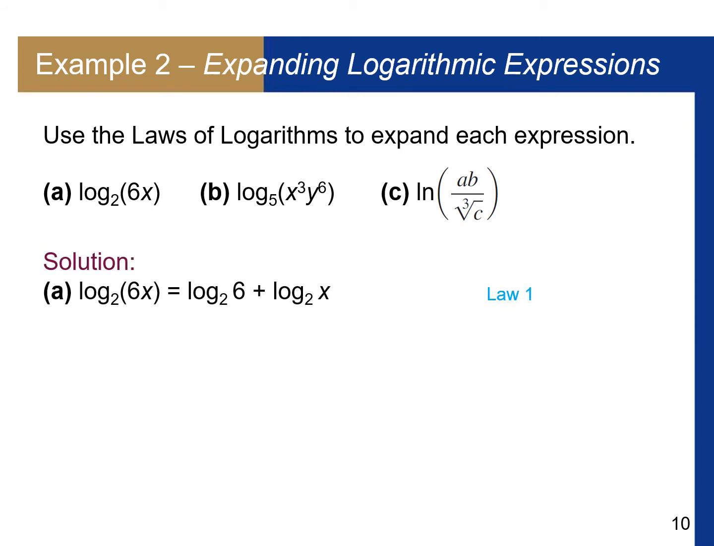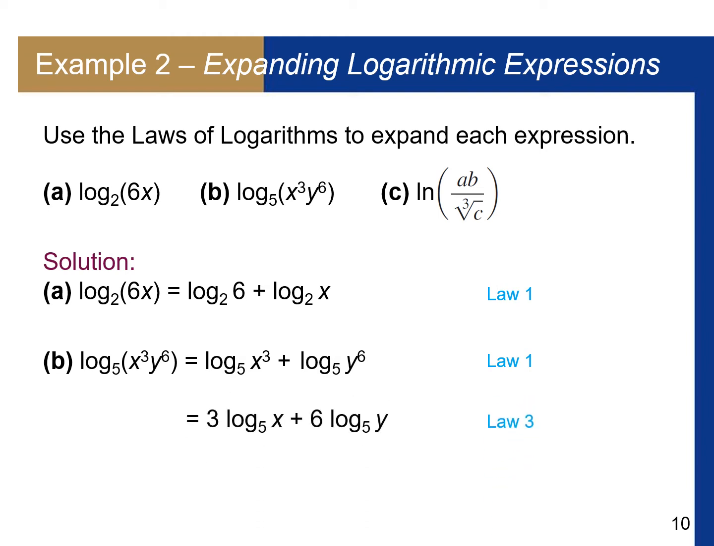So the first one we simply will expand to add the log base 2 of 6 plus the log base 2 of x. The second one, our first step, will be adding log base 5 of x cubed plus log base 5 of y to the 6th, but we have one more step here. We'll bring those exponents down in front of the logs.